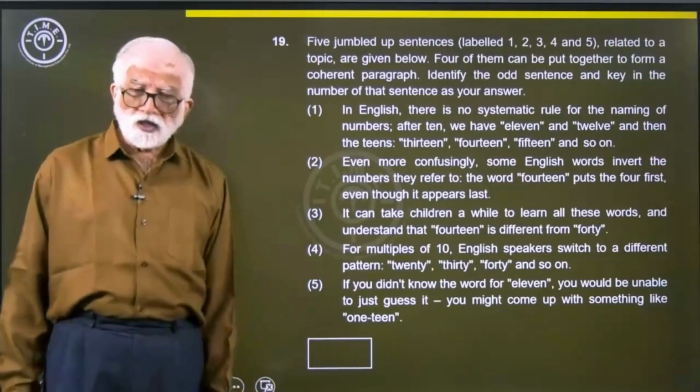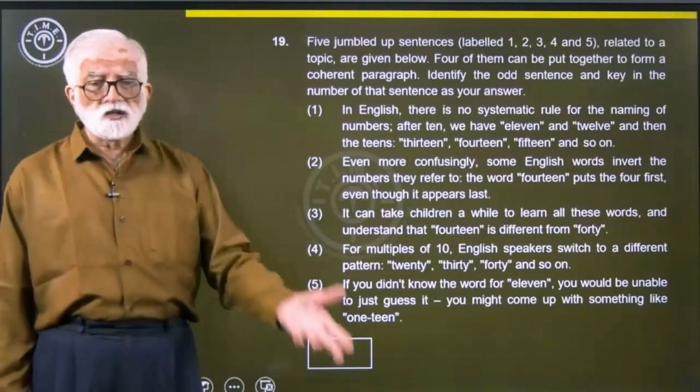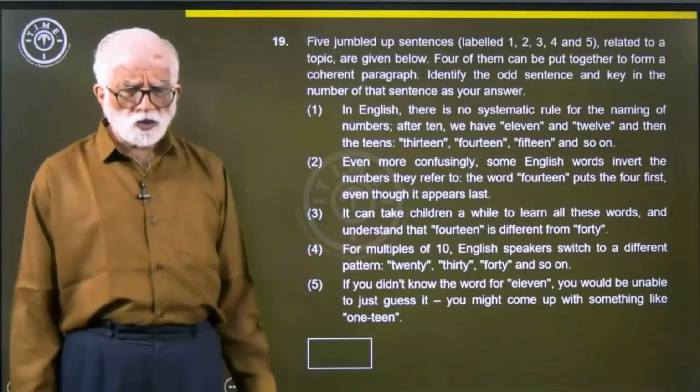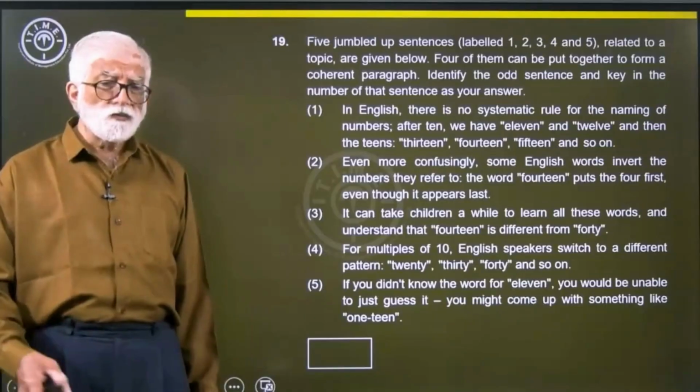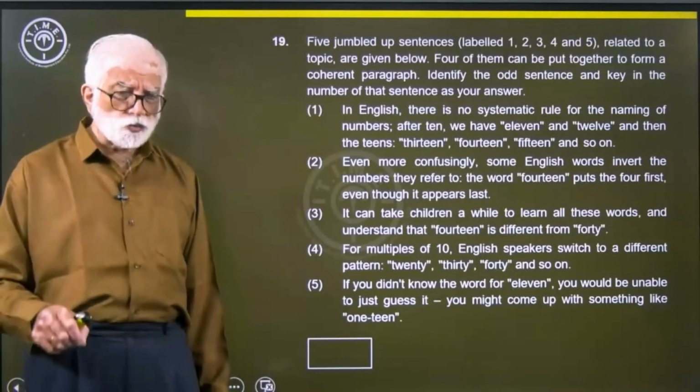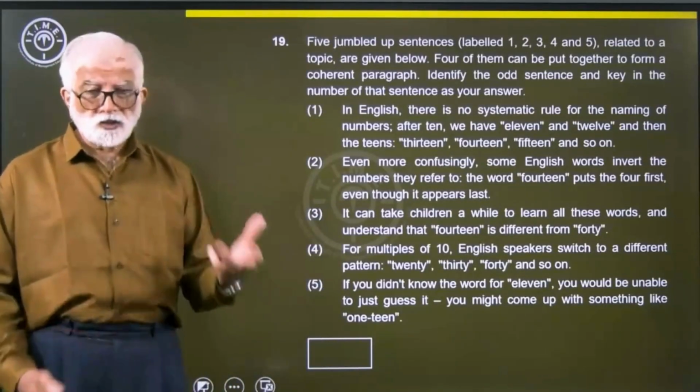If the odd one is easy to identify, that means the context is very clearly different, then I don't need to worry about organizing the paragraph. But if it is slightly more difficult than that, that means it's not so easy to spot, then perhaps organizing it could actually help me.